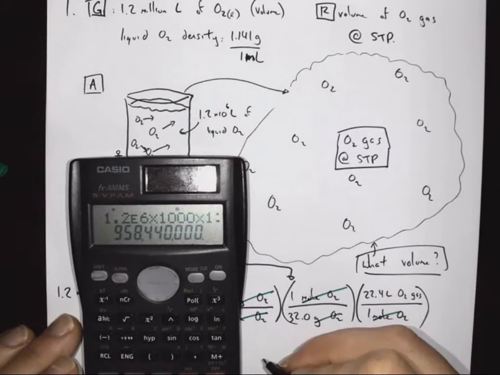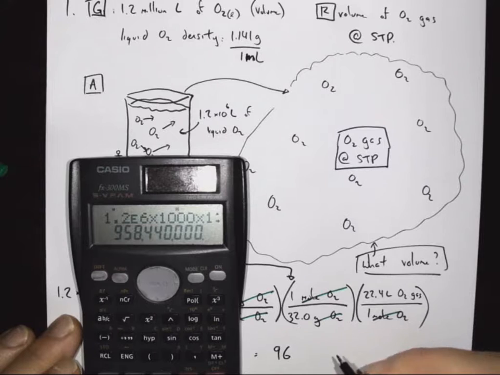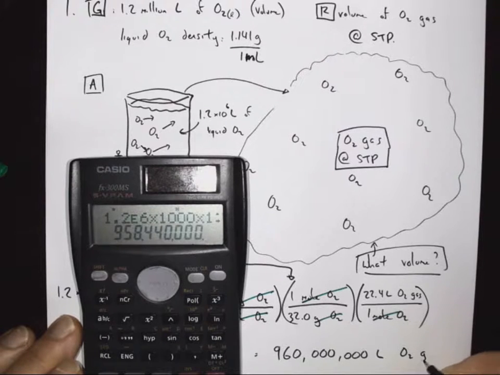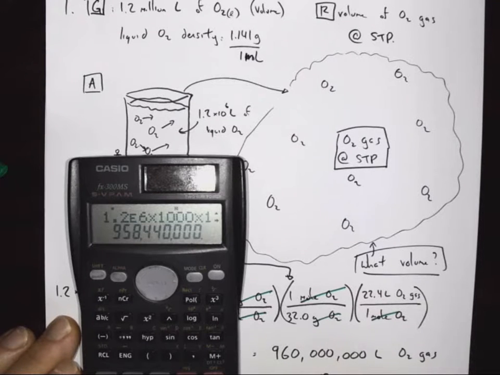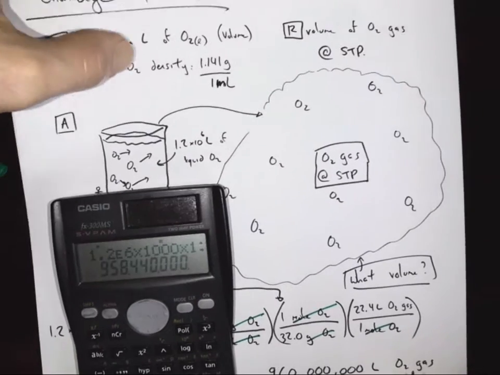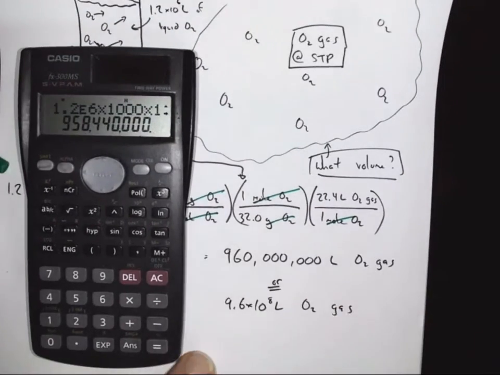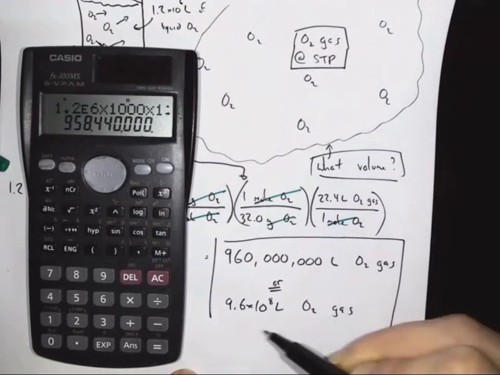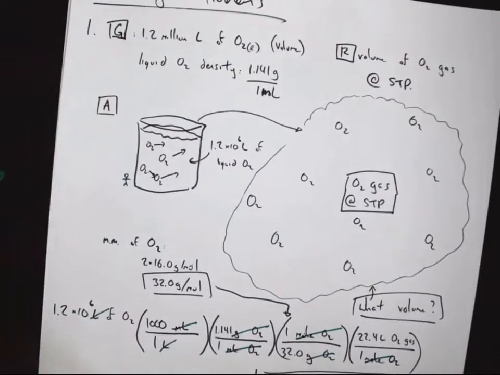So I could write this as 960 million liters of O2 gas, or I could rewrite it as 9.6 times 10 to the power of 1, 2, 3, 4, 5, 6, 7, 8 liters of O2 gas. Oops, I was a little off screen there, I didn't realize. Okay. So move on to second challenge problem here.